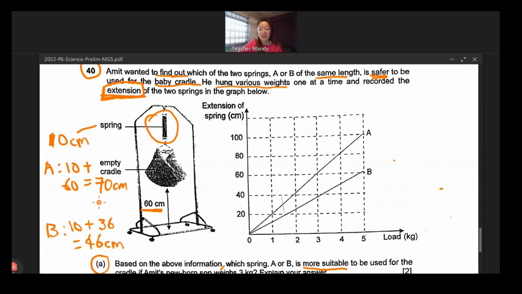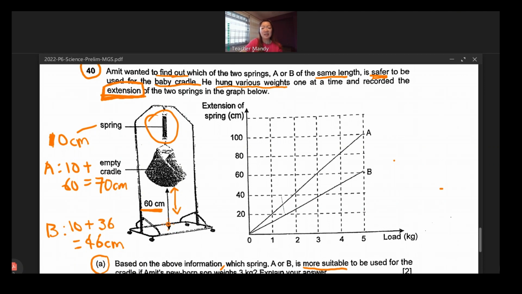Now, 70 cm is this height, right? It is only 60. If it's 70, it's definitely hitting the floor. It's more than 60 already. It will hit the floor. You're not going to use A. The baby will die or get injured. But B is only at 46, so probably somewhere here. 46, maybe here.